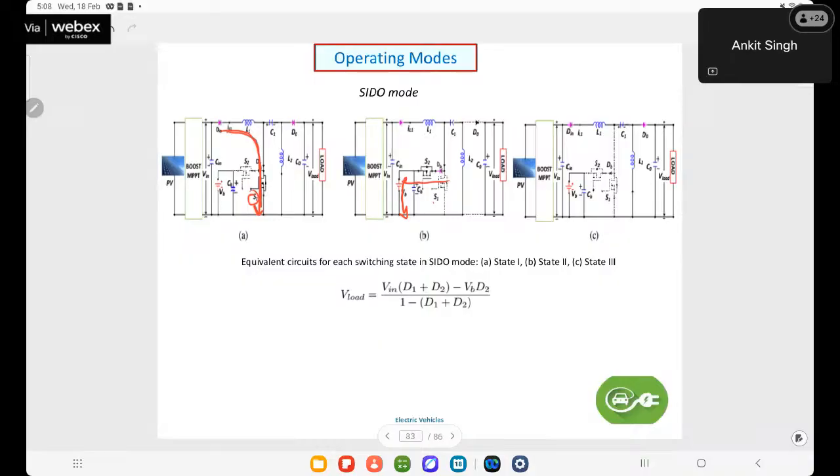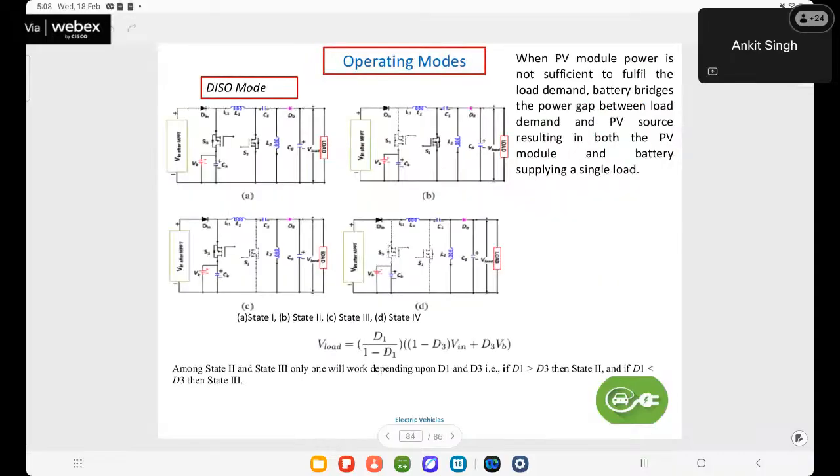There is also a possibility that solar is supplying power to the load, and in this mode of operation the converter acts as a boost when solar is supplying power to the load, and if it is supplying power to the battery, it will also act as a boost operation. So DSO mode is there.